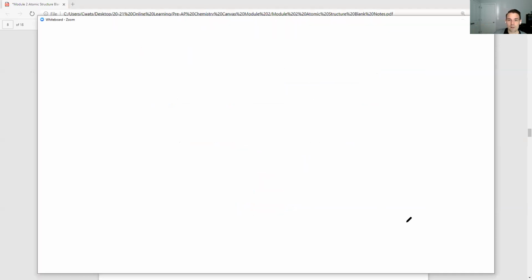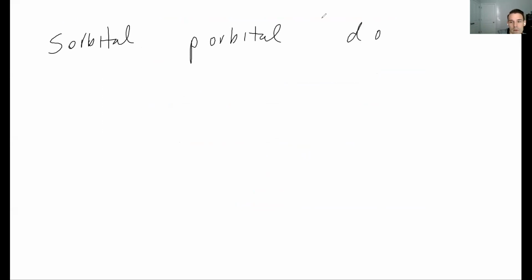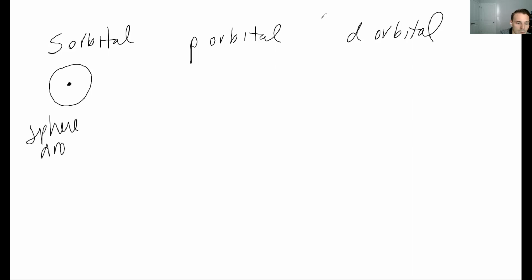So let's look at those different orbitals. S orbital, P orbital, and the D orbital are the ones you should be able to recognize. An S orbital, that's the nucleus. It's just a sphere around the nucleus.